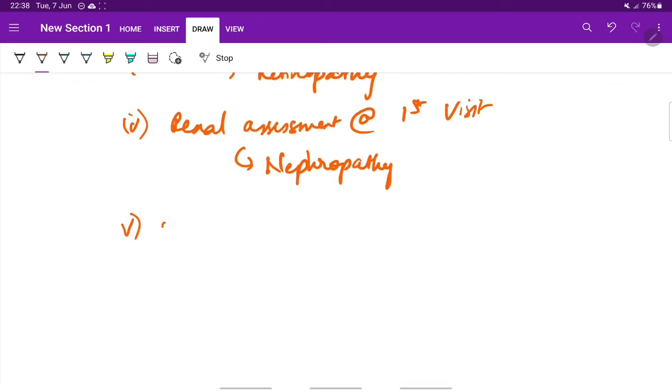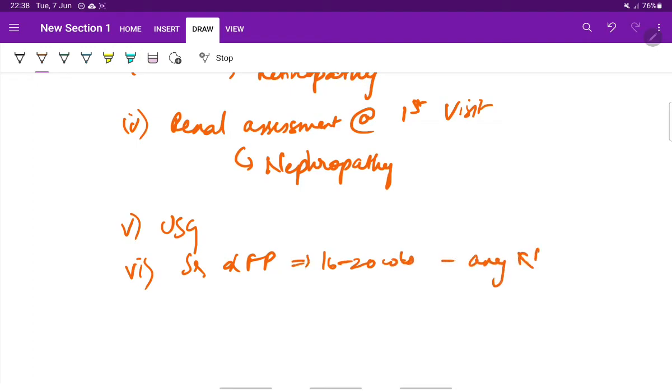And then we do ultrasound to detect any anomalies. Then, if the facilities are available, we perform the serum alpha fetoprotein levels at around 16 to 20 weeks of gestation to see for any neural tube defects in the fetus. And also we can do a fetal echocardiogram to detect any cardiac anomaly in the fetus.